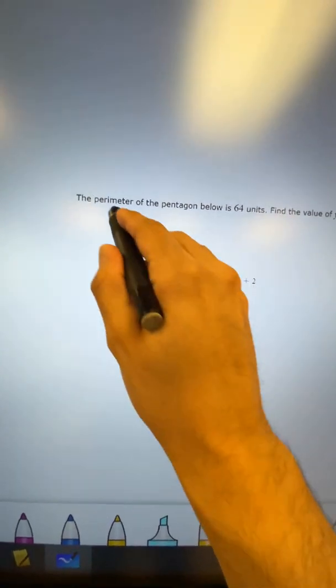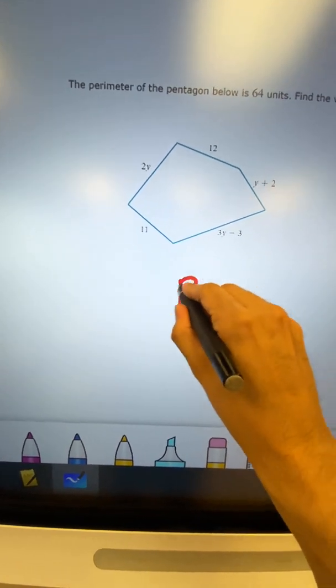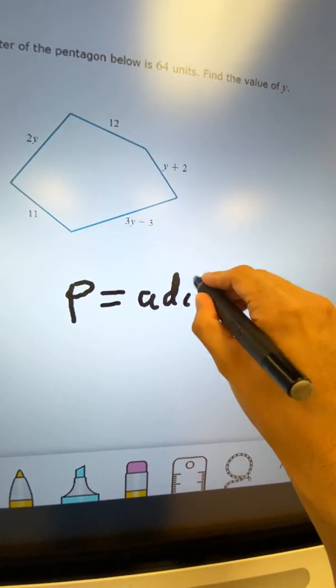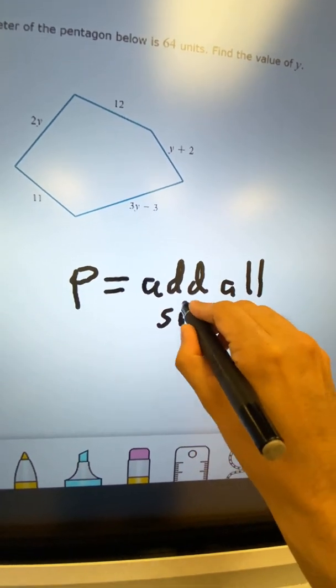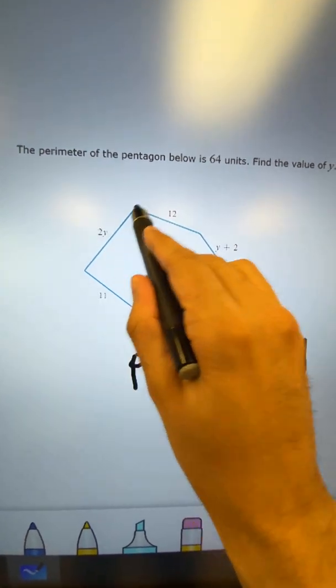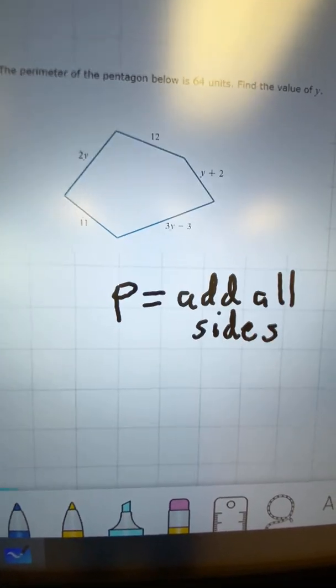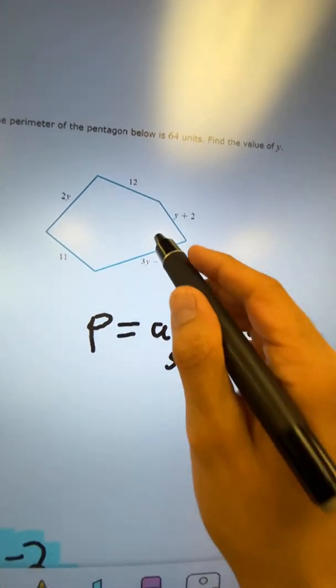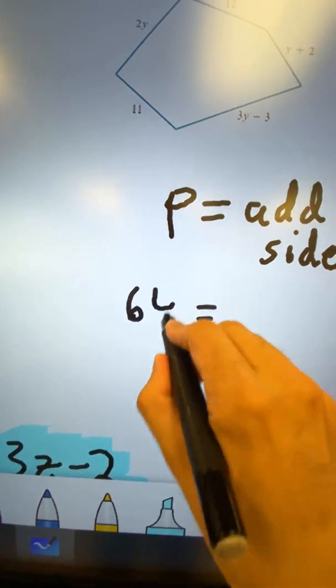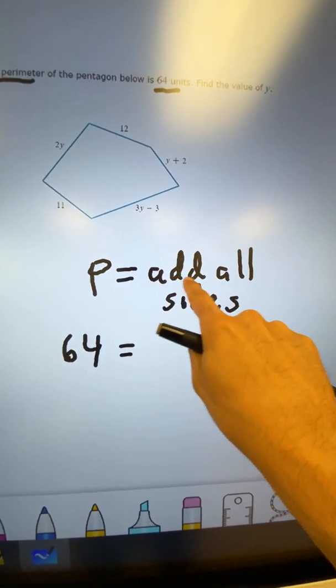And now you can see here in this example, again, same idea, the perimeter. So I'm going to put down the perimeter is found by just adding all the side lengths. So add all the side lengths. And notice we have in this case 1, 2, 3, 4, 5 side lengths. So again, it doesn't matter how many sides your figure has. It doesn't change. They said the perimeter here is 64, so I know the perimeter, P, I can replace with 64.